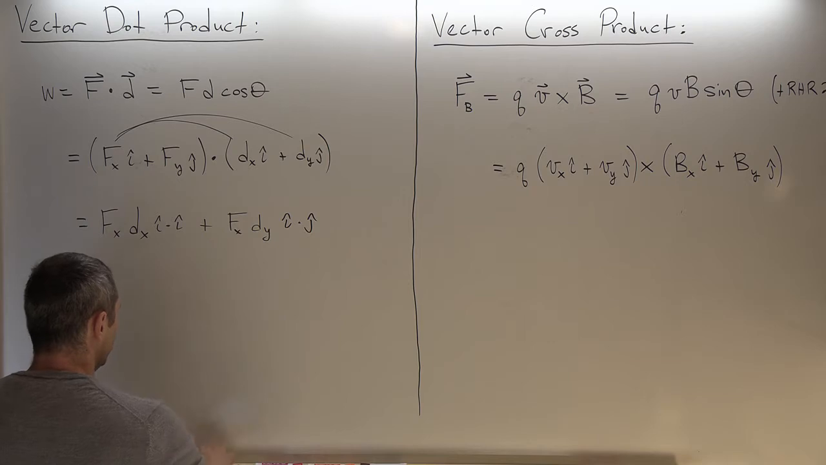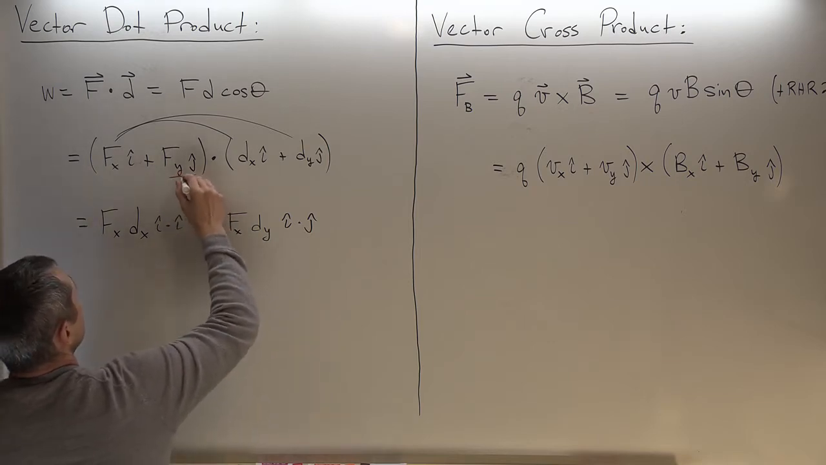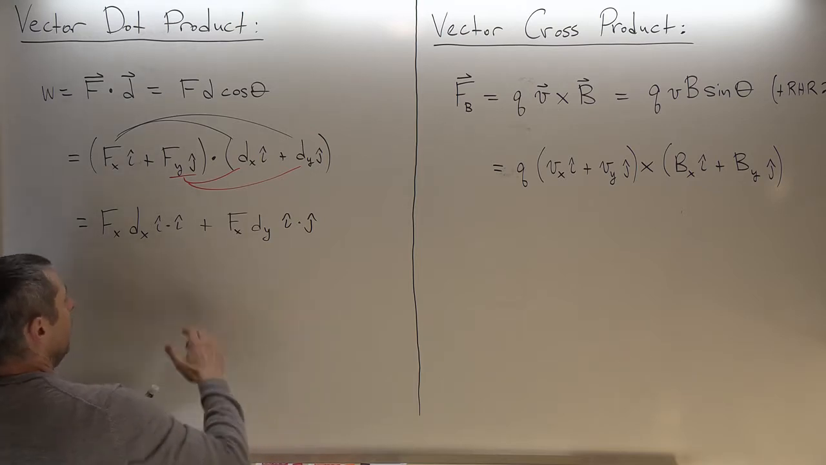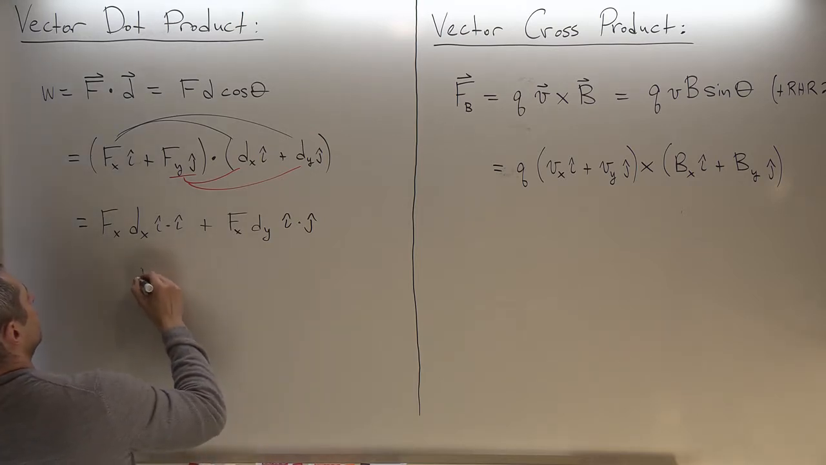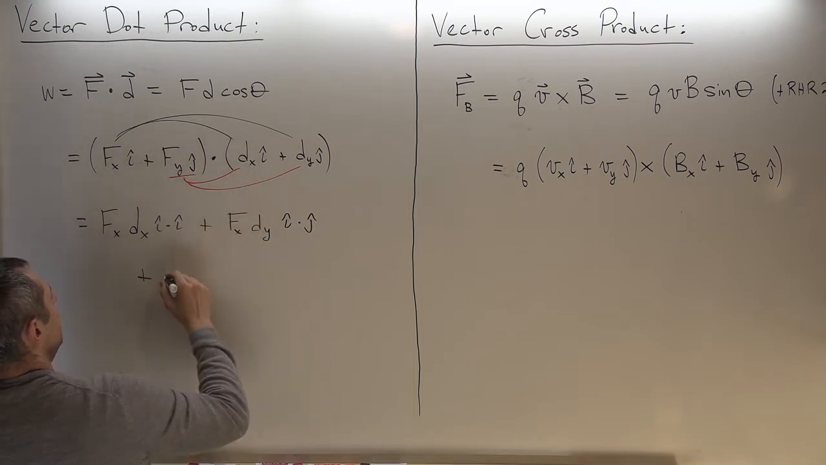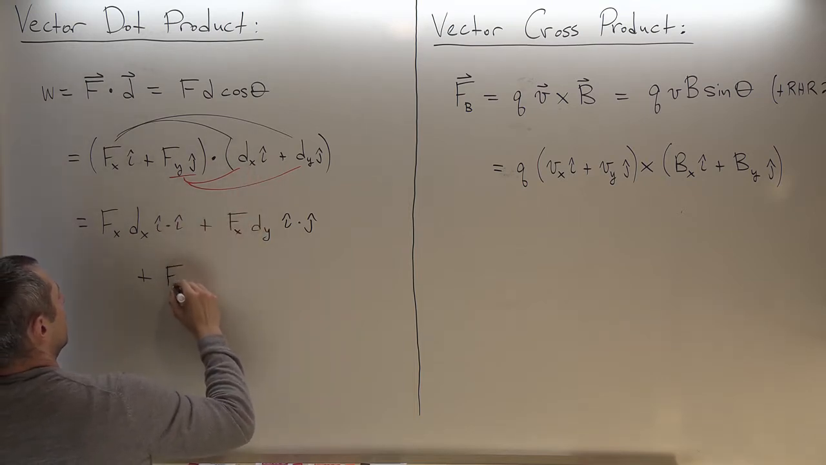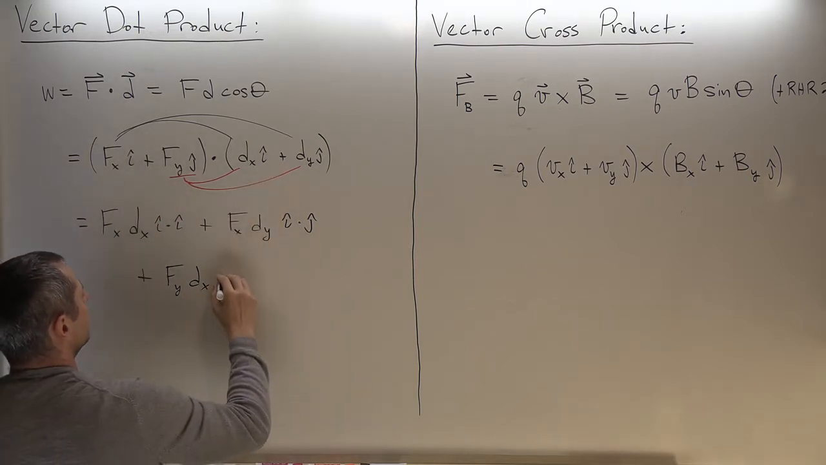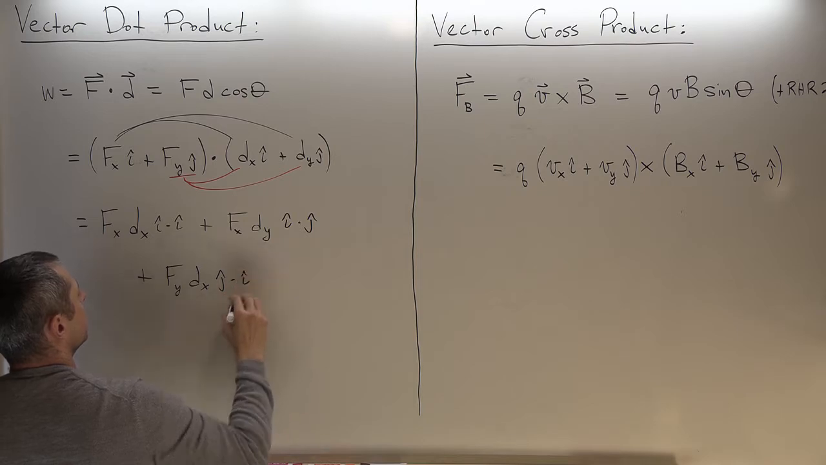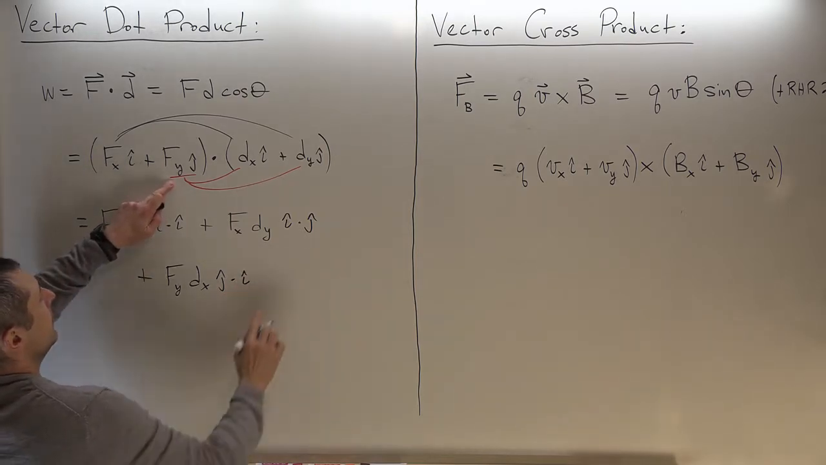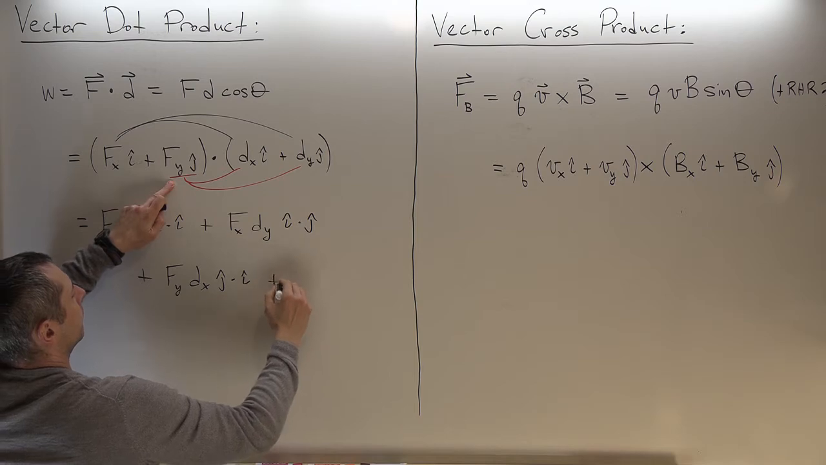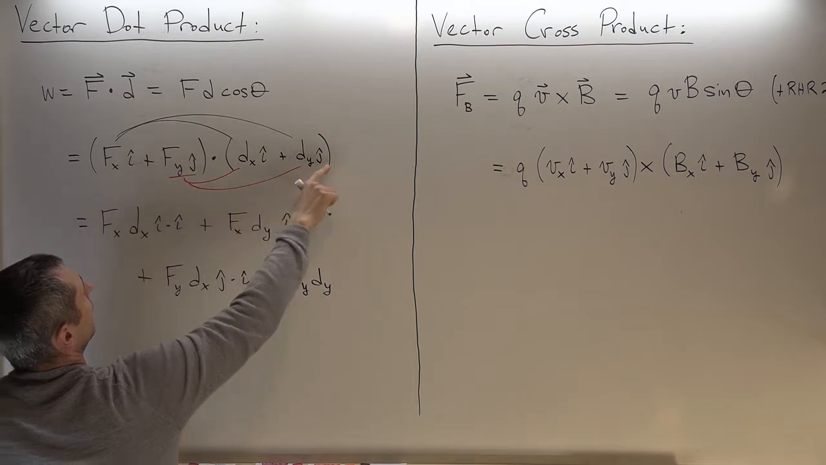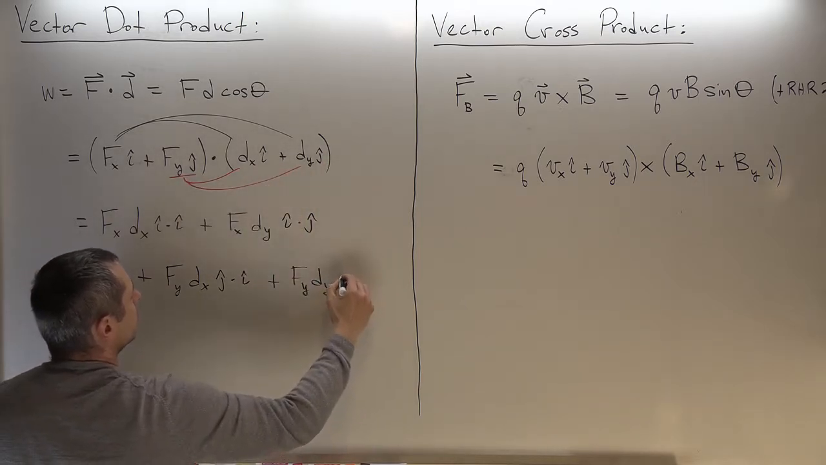Okay, the next thing I'm going to do is take this second term and multiply it over to these two terms. So on the new line over here, because I'm out of room, I'll say plus fy times dx, but I still have the j hat dot i hat here. And then the fy term times the dy term, but I have the j hat dot j hat also in this term.